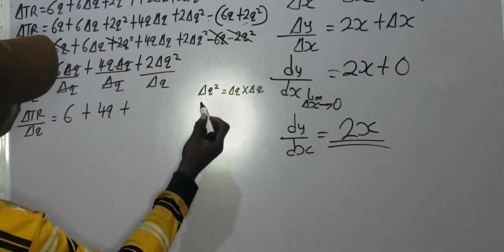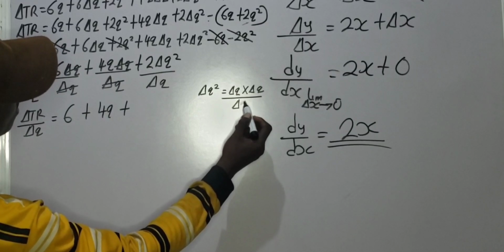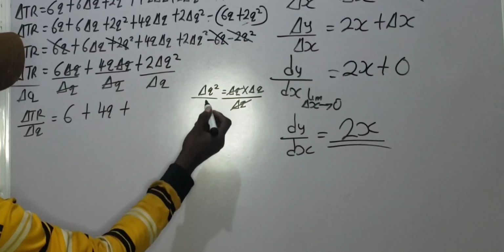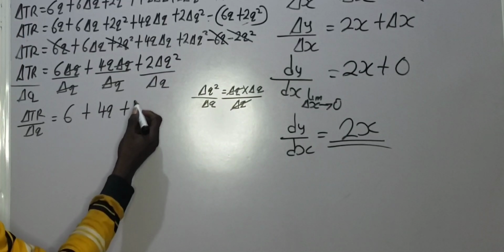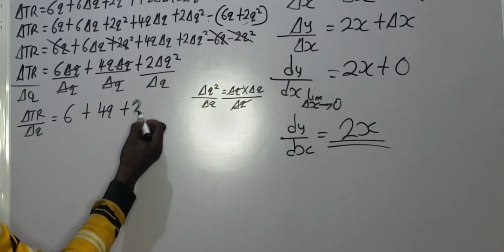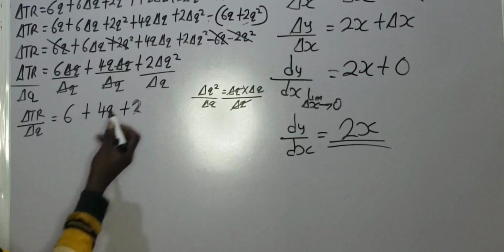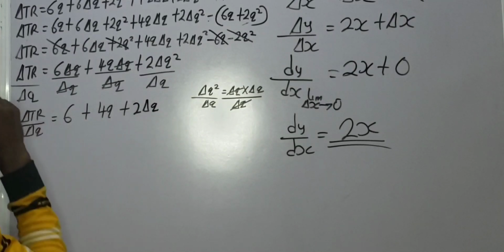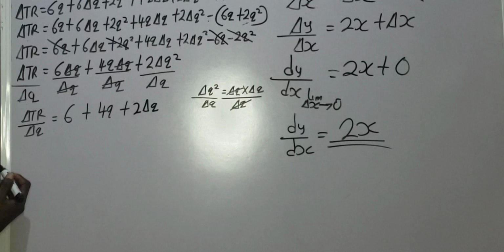You understand? So delta Q squared over delta Q, that is what? Delta Q times delta Q divided by delta Q. So I'm left with what? Delta Q. So I'm left with 2 delta Q. That will be 2 delta Q, okay? So now, the next step is that I'm going to take the limit of delta Q as it tends to 0, okay?